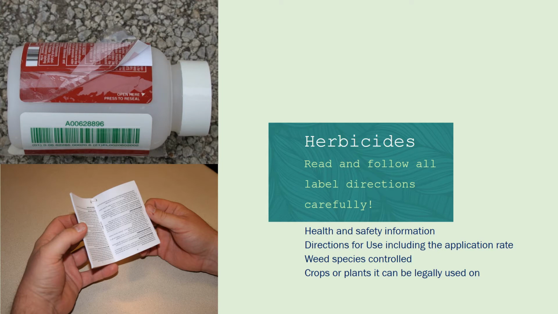The product label will also list weed species that can be controlled. Be aware that you may not find a product that you can use on all of your desirable plant species that will control all of your weed species. Other weed control methods will need to be used.